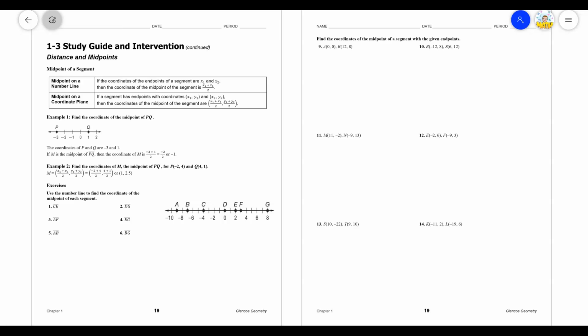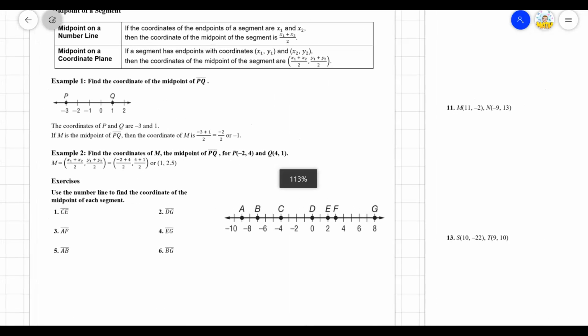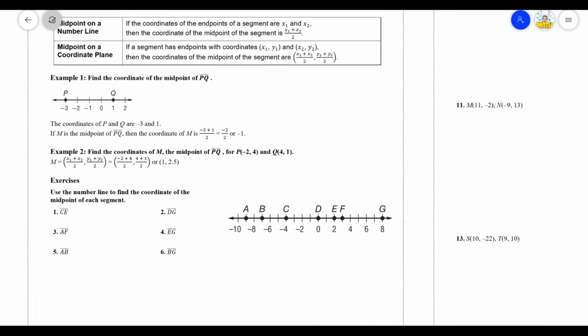Okay, this is part 2 of our 1-3 study guide. This will go along with your part 2 of your 1-3 homework, which deals with midpoint. Hopefully you find this actually easier than distance. I think it is. You're basically just adding two numbers and dividing by 2. And when we're in our coordinate plane, we would just do that twice.